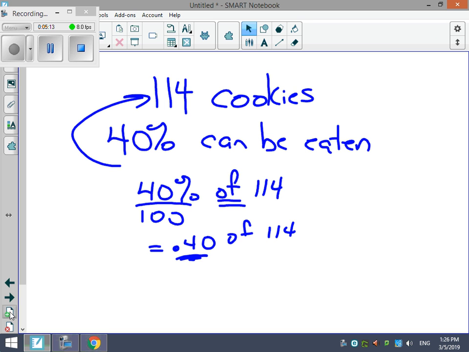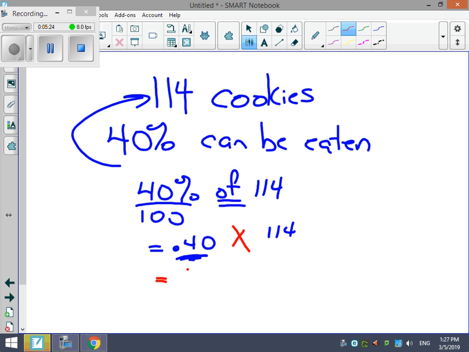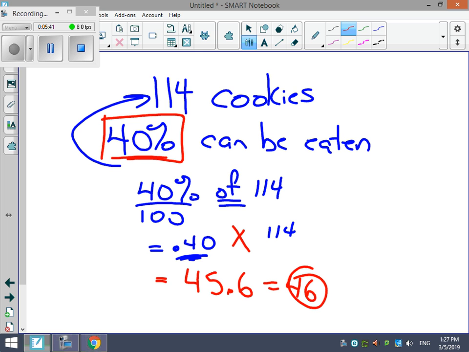But remember, "of" is truly a multiplication question. So I will put it like that. And now when I ask what is 40% of 114, it's going to be 45.6 cookies. So I'm going to even be nice. I'm going to round up. I'm going to let you eat 46 of those cookies. When we get a percentage of a number, you take the percentage, change it to a decimal, and then multiply it by the number to determine which one it is.